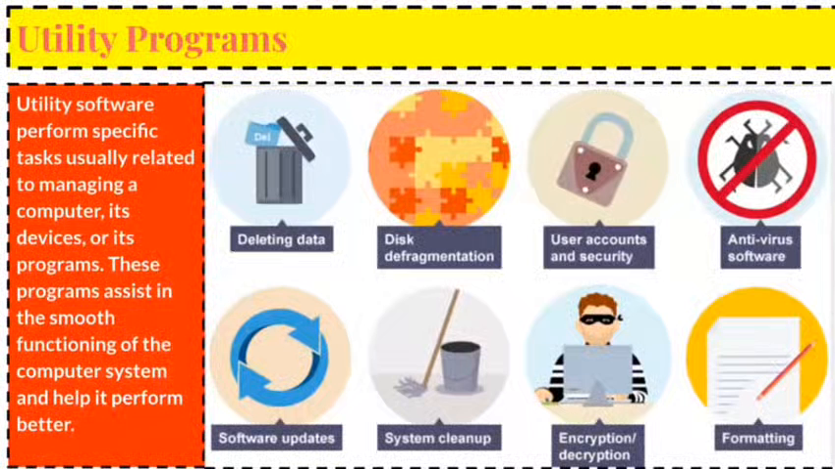Utility programs. Utility software performs specific tasks usually related to managing a computer, its devices, or its programs. These programs assist in the smooth functioning of a computer system and help it perform better. As you can see, a utility program can be a program for deleting the data, disk defragmentation, user accounts and security, antivirus, software updates, system cleanup, encryption and decryption, and formatting.